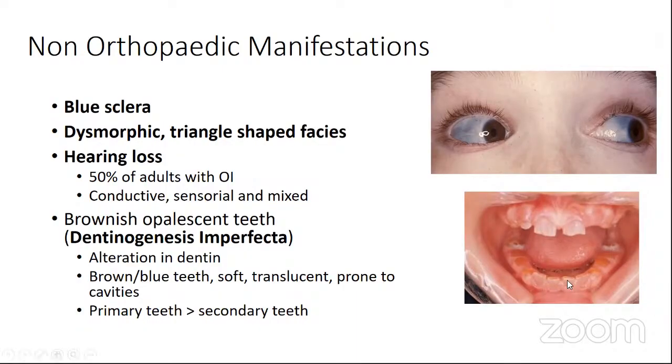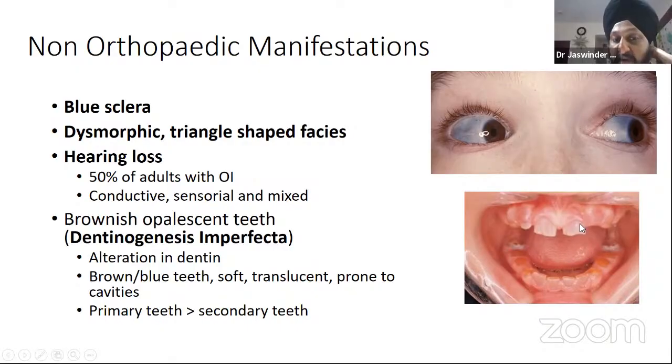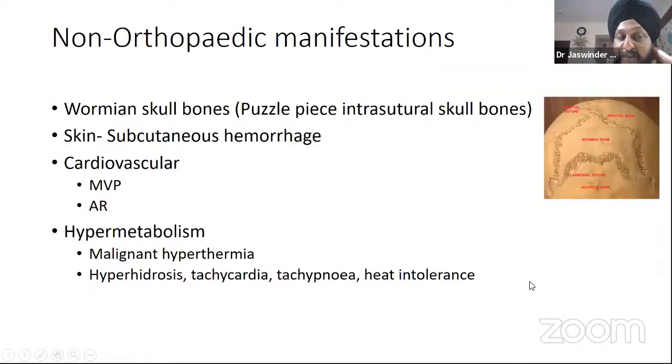The teeth are abnormal, and the pathology is called dentinogenesis imperfecta. So there is an alteration in the dentin. They are brown or blue teeth, soft and translucent, and they are very prone to cavities. The primary teeth, that is in early childhood, will be much more involved than the secondary teeth.